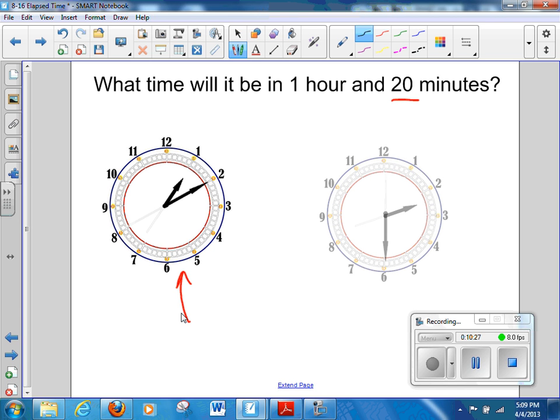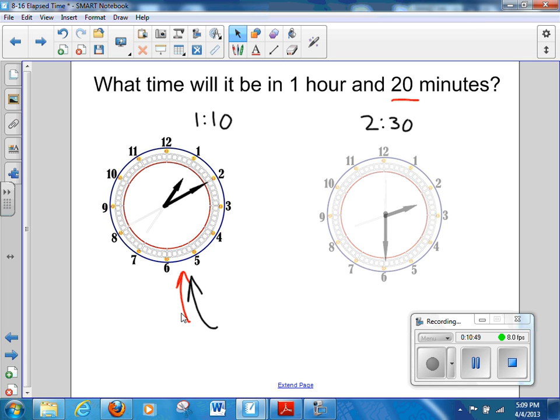Well, let's see. The clock on the right was 1:10. The clock on the left, whoops, I said that backwards. The clock on the left, that's this one, Mr. F. Remember that. Left. Okay, yeah, left. The clock on the left is 1:10. The clock on the right is 2:30.